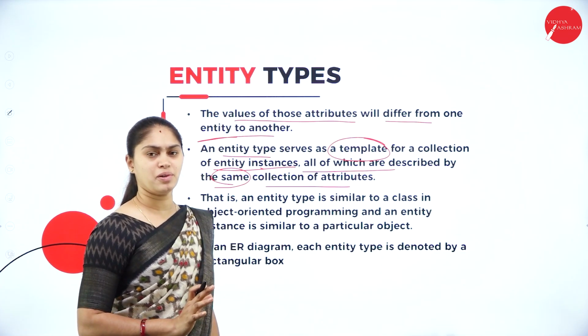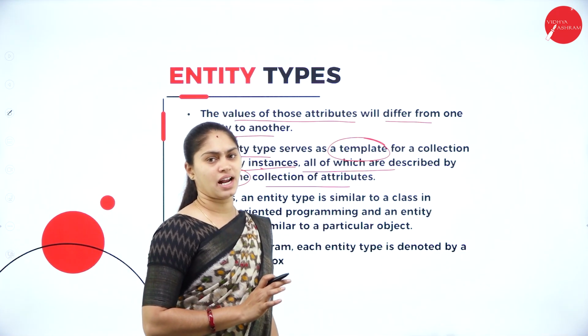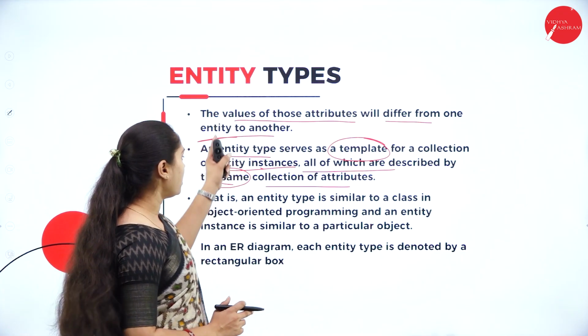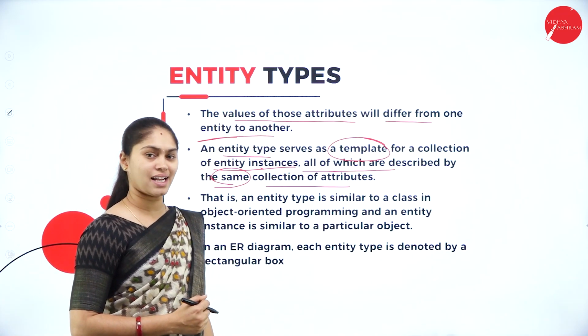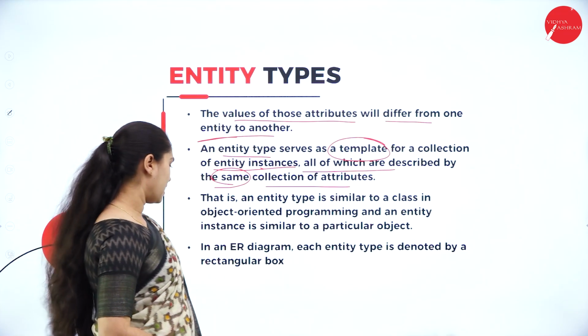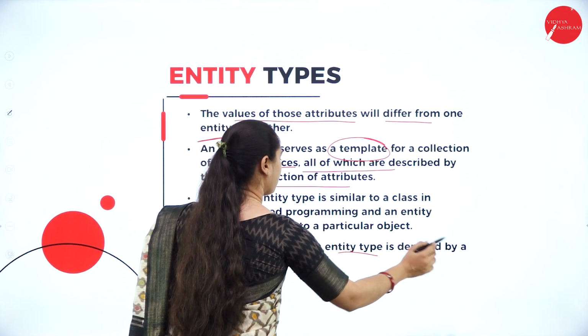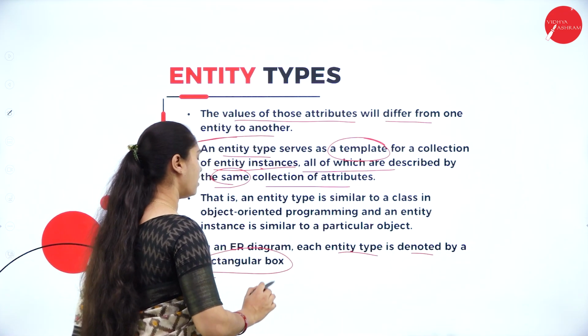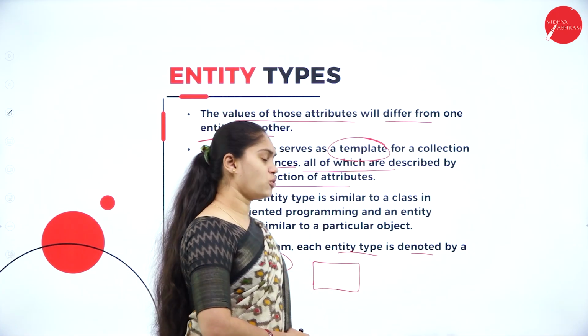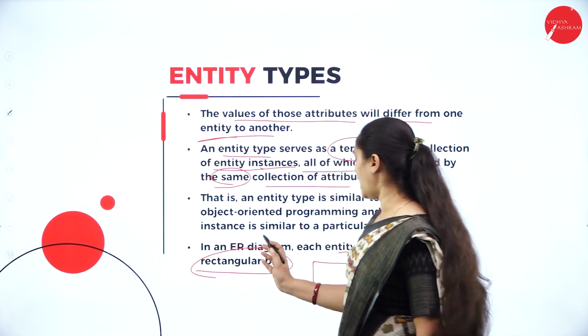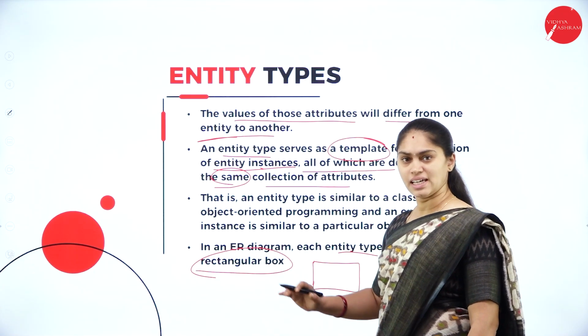The same collection of attributes will be there, but the values of the attributes will be different from one entity to another. Then how do we represent this entity type in an ER diagram? Each entity type is denoted by a rectangular box. So we use a rectangular box to specify the entity type in an ER diagram.